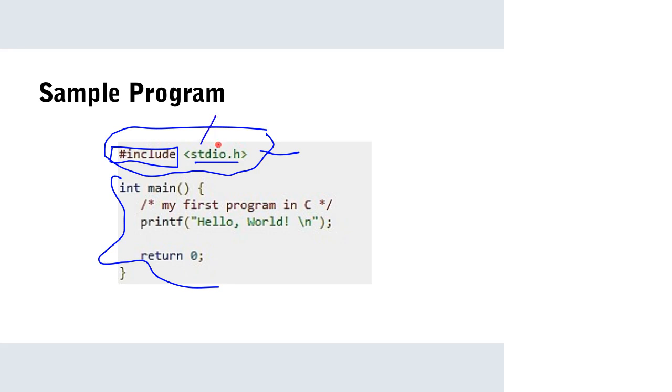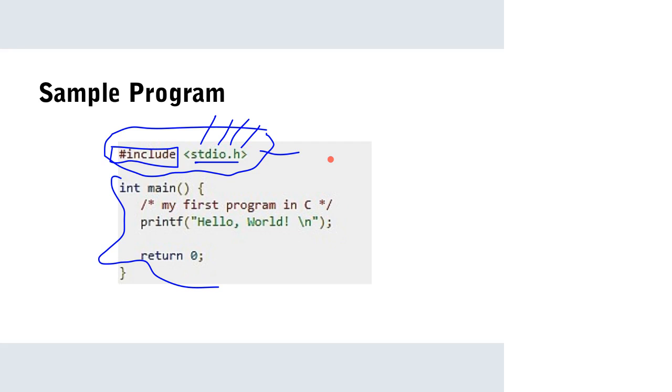I is input, O is output, and H is header. So standard input output header file. What does it mean? This file here is responsible for verifying input output functions.